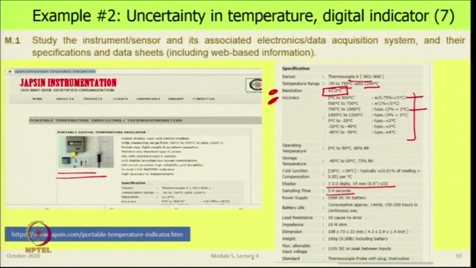So, this would be a case like we saw with the infrared temperature measurement device, where we do not know what is inside the electronics in this. We just know these broad parameters and we have to work with the indication that the instrument gives us.